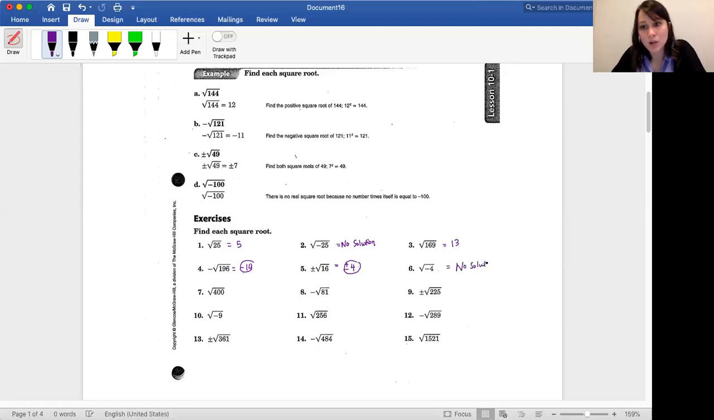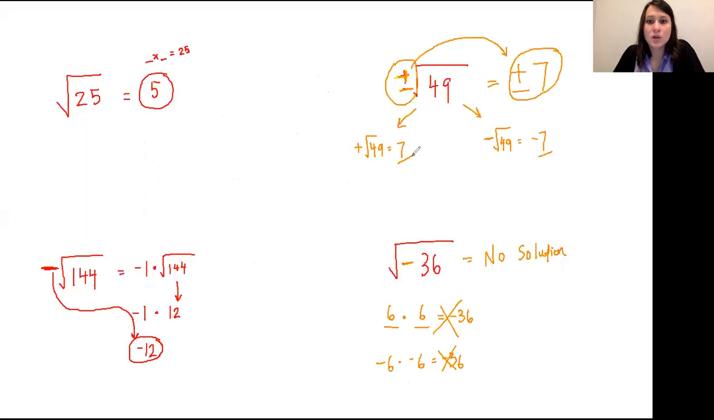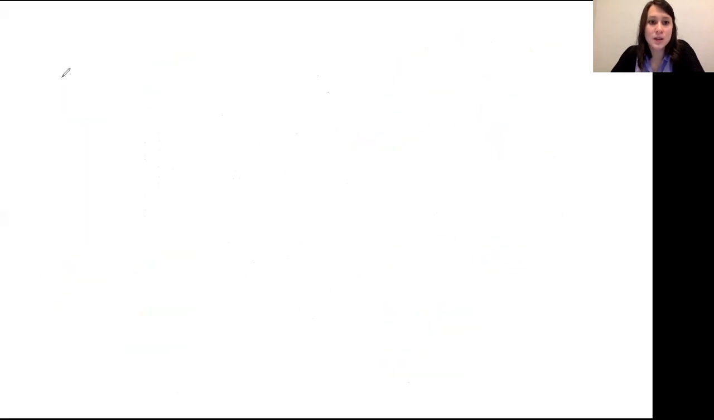And I'm not going to do all of these with you just because I've already done this lesson in class, and I think you guys get the idea. So one thing I would like for you to do is know the perfect squares going from 1 to 17. So if you can memorize this and know this on your test, you will get extra credit, okay?